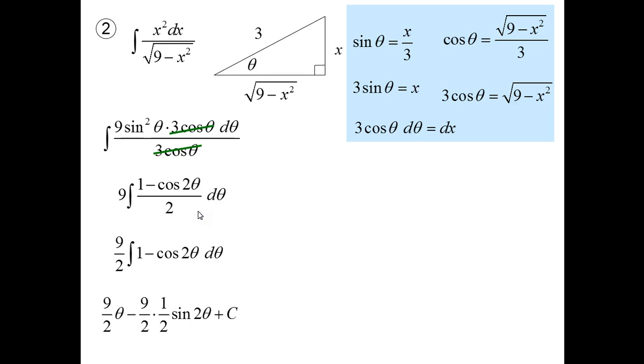Whenever you do these, you have to remember to go back and put everything in terms of x. So the theta is a little bit different here. Think about how could I take this expression that's in terms of x and get an expression for theta. So since sine theta was x over 3, how could I get theta by itself here? We're going to use arcsine. So theta is going to turn into arcsine of x over 3.